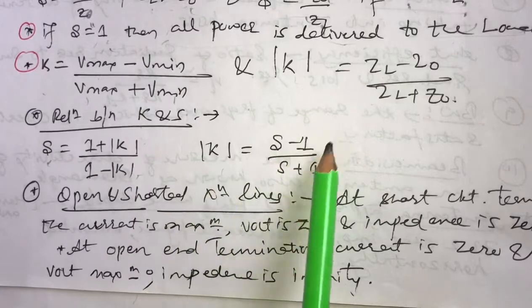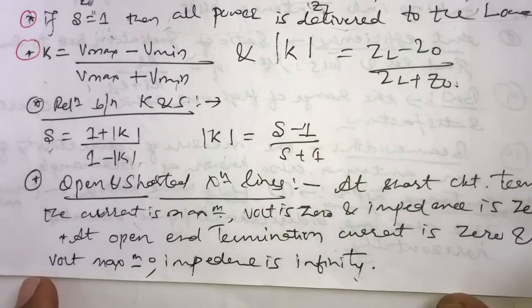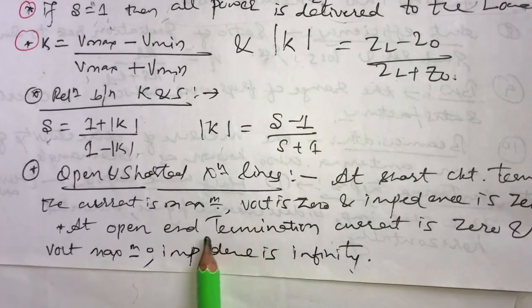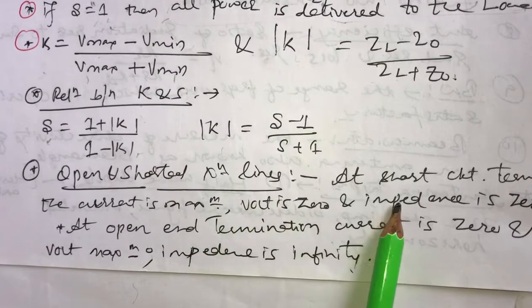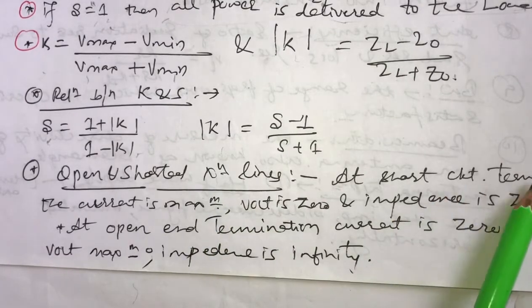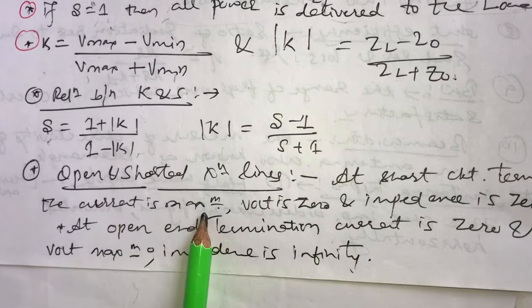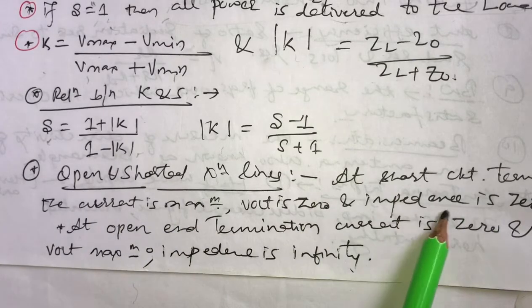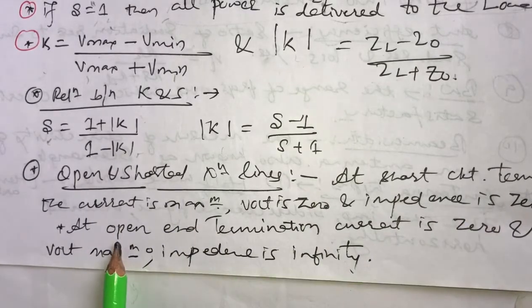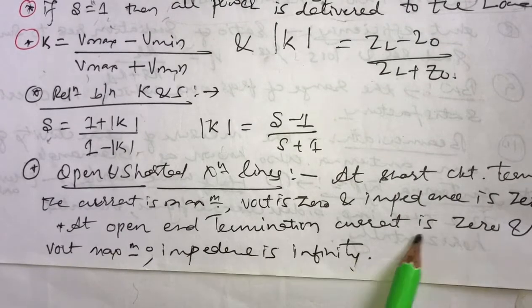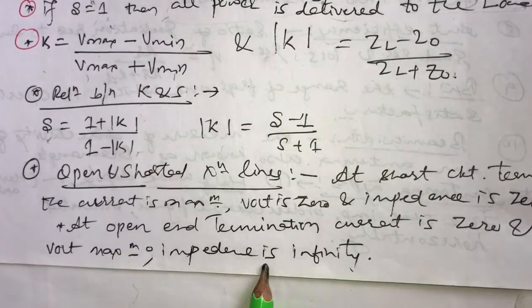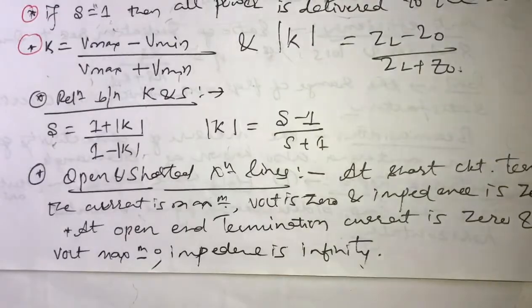K equal to S minus 1 by S plus 1. Next concept, open circuited and short circuited transmission lines. At the short circuit termination, current is maximum but voltage is 0 and impedance is also 0. But at the open circuit termination, current is 0, voltage is maximum, therefore impedance is infinite.